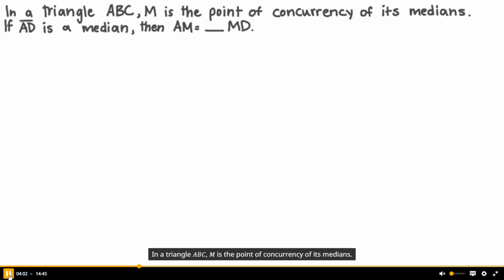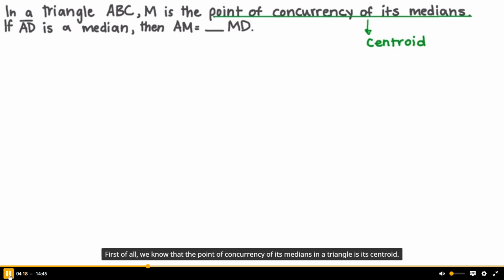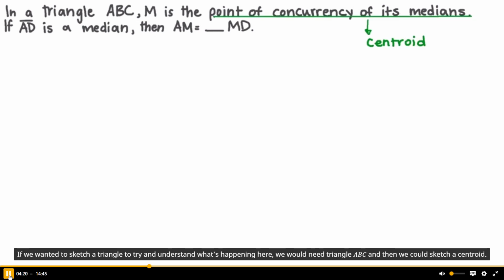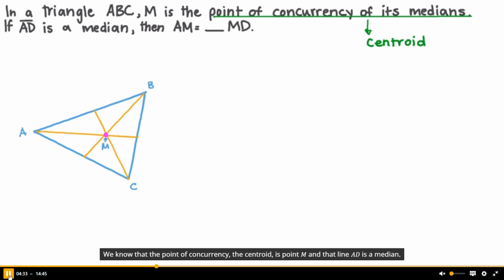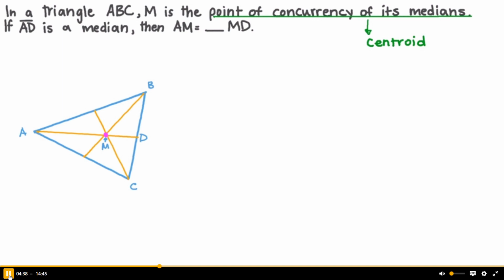In the triangle ABC, M is the midpoint or point of concurrency of its medians. If line segment AD is a median, then AM is equal to what times MD? First of all, we know that the point of concurrency of the medians in a triangle is its centroid. If we wanted to sketch the triangle to understand what's happening here, we would need the triangle ABC, and then we could sketch a centroid. We know that the point of concurrency, the centroid, is point M, and that line AD is a median.